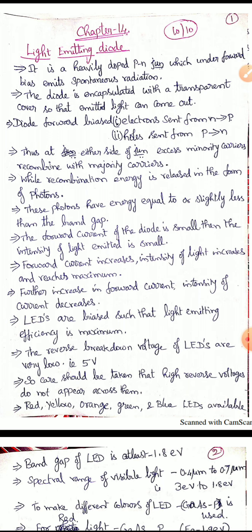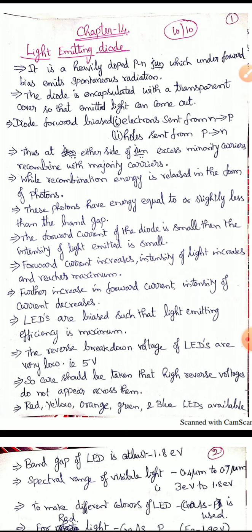The reverse breakdown voltage of an LED is very low, only 5 volts. So we have to take care that high reverse voltages do not appear across it. If a high reverse voltage appears, it will break down.